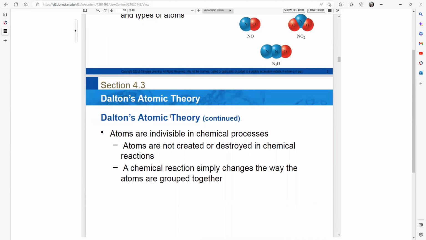Dalton's atomic theory also says that atoms are indivisible in chemical processes. Then you cannot break into pieces an atom. It's the most simple unit of matter. Atoms are not created or destroyed in chemical reactions. A chemical reaction simply changes the way the atoms are grouped together.